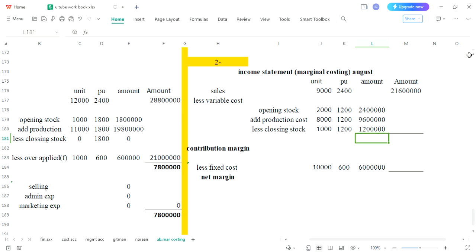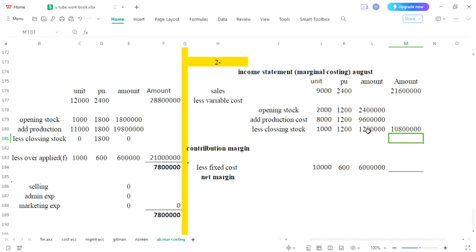All amounts are calculated. We are now ready to calculate total variable cost and we will follow these signs. Very first thing is opening stock 2400, and you need to add your production cost, which is 9600, and then you will subtract your closing stock, which is 1200. In this way, your total variable cost has arrived.